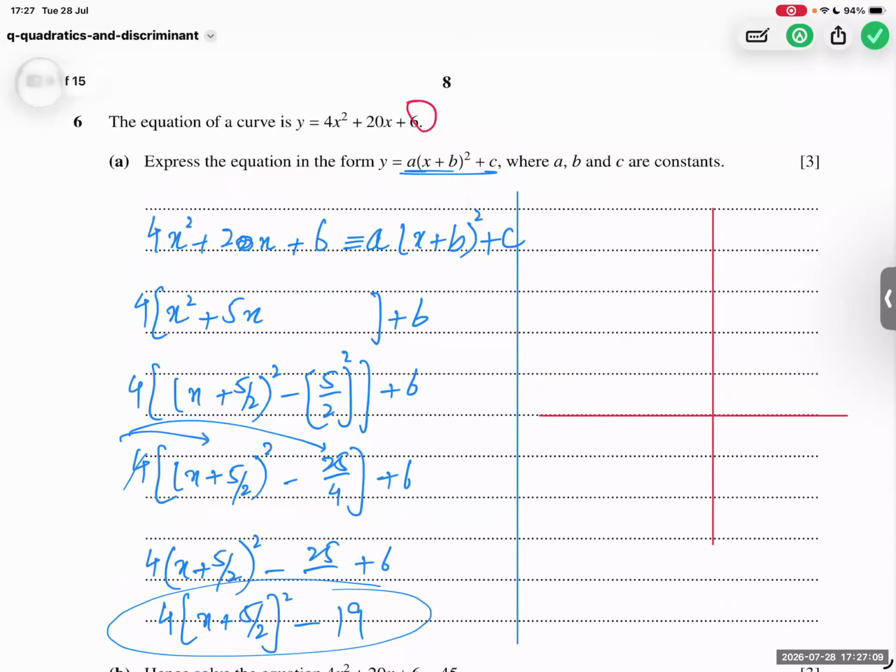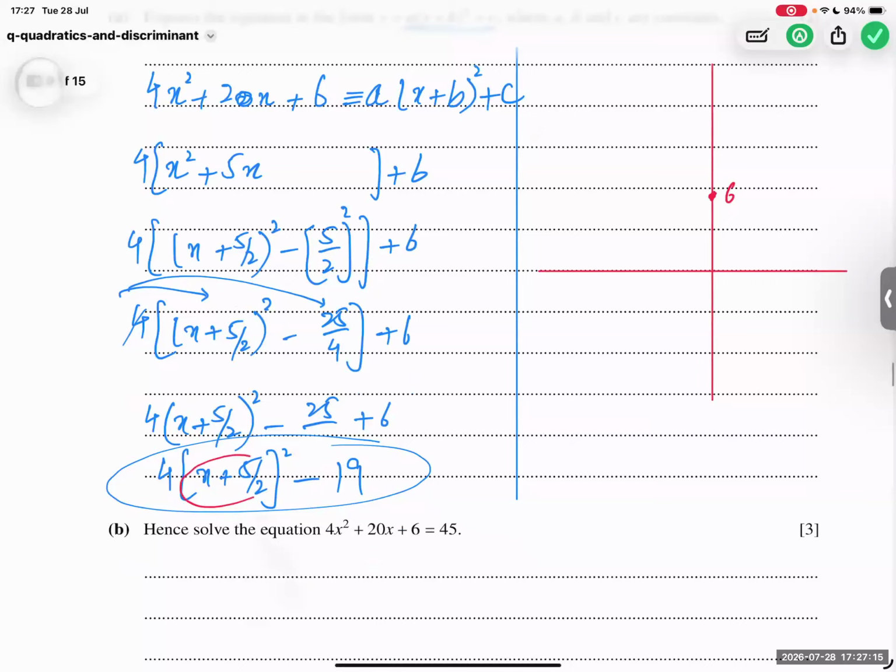So that has to be passing through 6. So that is it, right? And your line of symmetry, we can substitute this equal to 0, giving us minus 5 by 2, right? So that is x is equal to minus 5 by 2. And minus 19, suppose this is minus 19. So your curve goes like this.